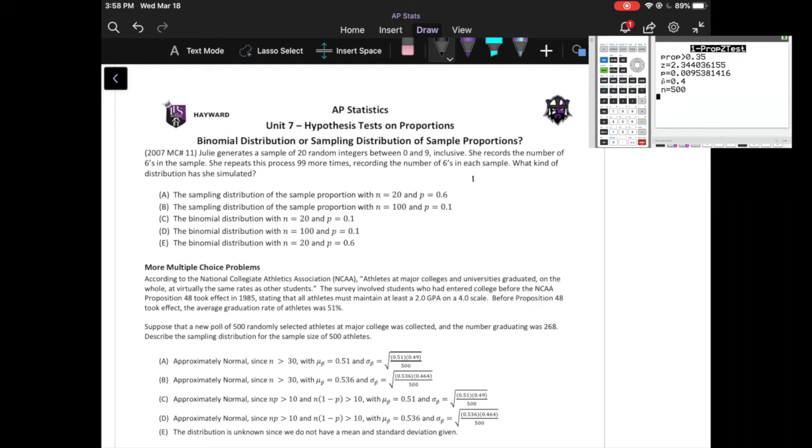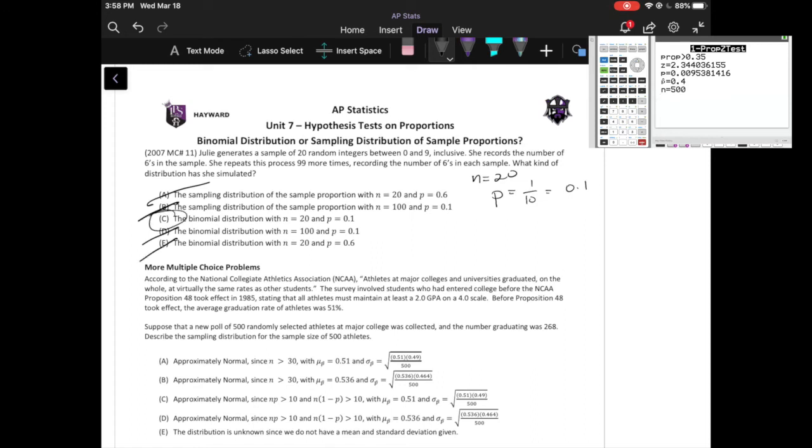Well, we know that n equals 20, so all the ones where it says n equals 100, we can cross those out. So remember, n is the sample size, not how many times we do the experiment. We know that p is equal to 1 over 10, because in total we have 10 numbers, and only one of those is 6, so p equals 0.1. So we can go ahead and cross out A, and cross out E, and we're left with C.